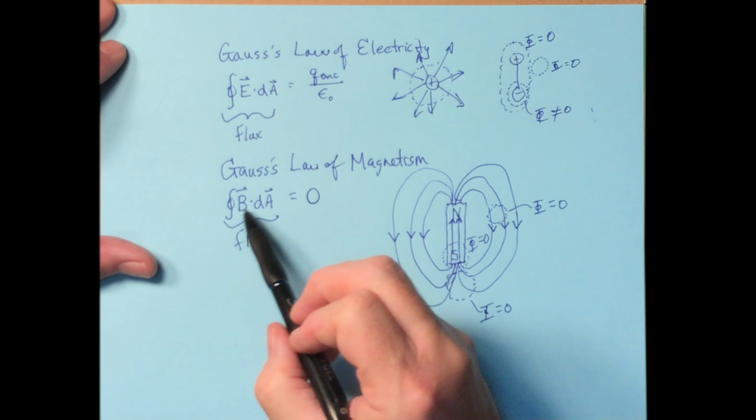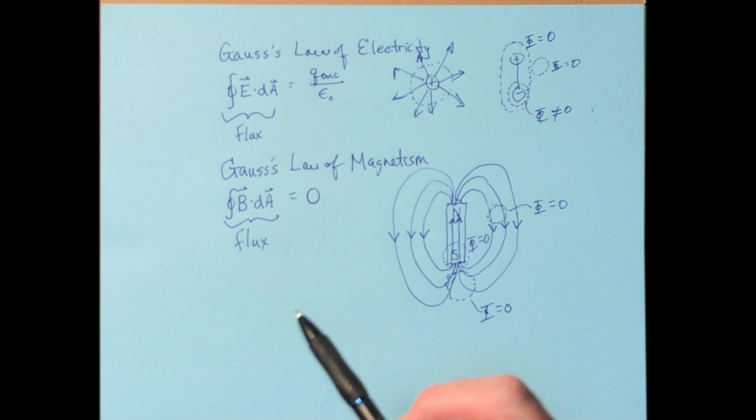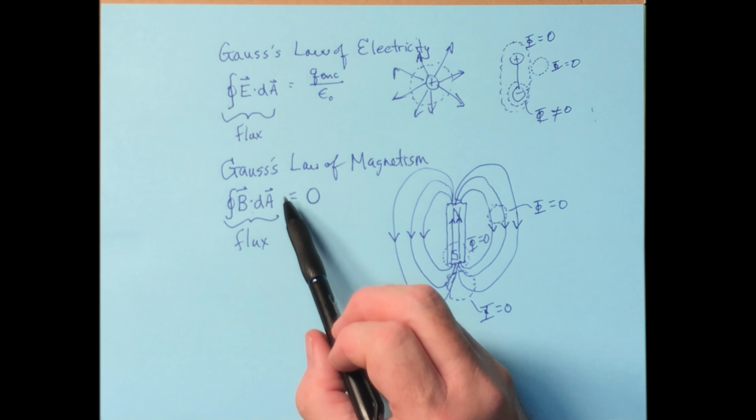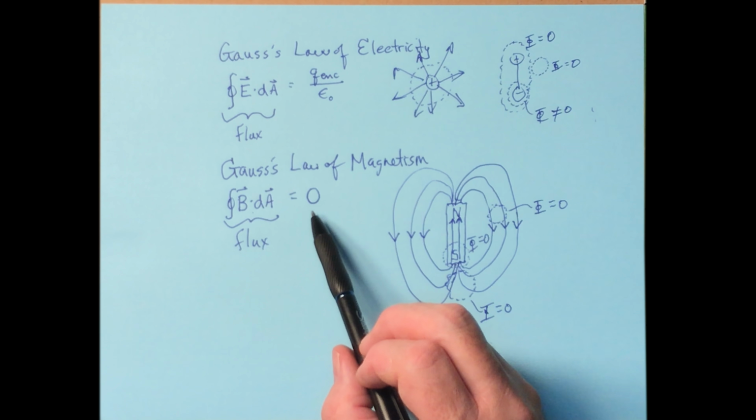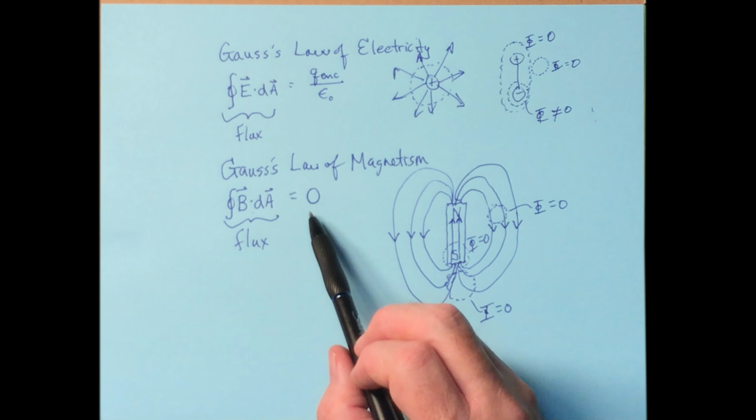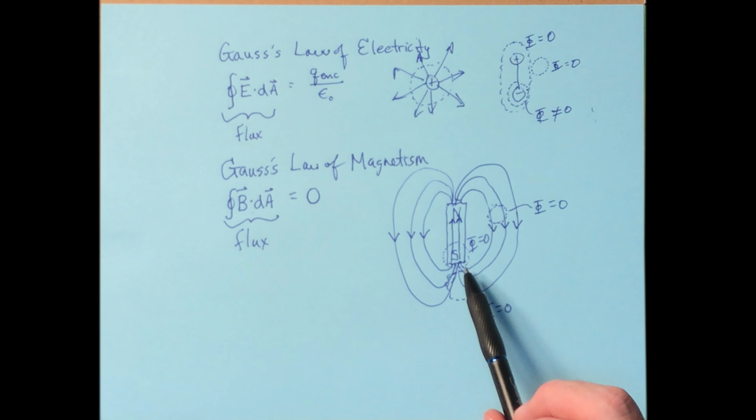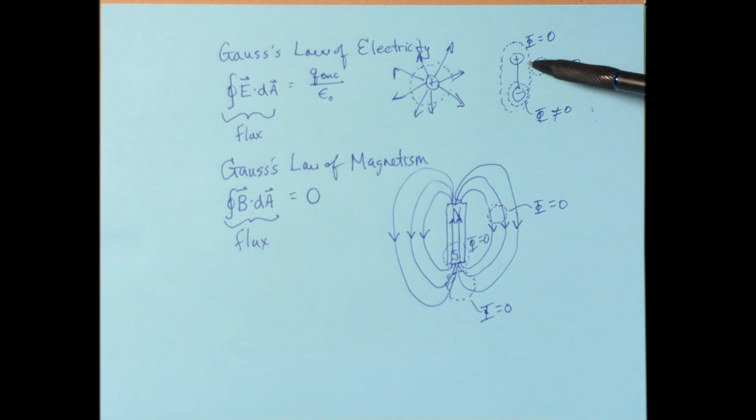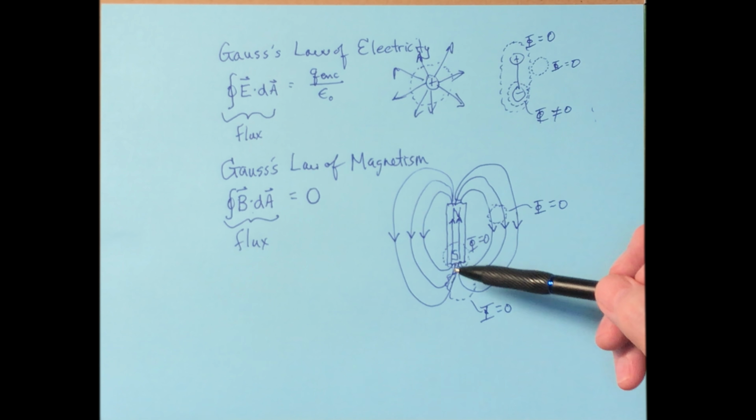So Gauss's law of magnetism, one of the Maxwell's equations that we've talked about in class, says that the total flux for magnetic field lines is always going to be 0. That's another way of saying there are no magnetic monopoles, that everything in magnetism is a dipole. Whereas for electricity, you can have monopoles. You can have independent positive and negative charges. Here you cannot have an independent north pole or independent south pole all by itself.